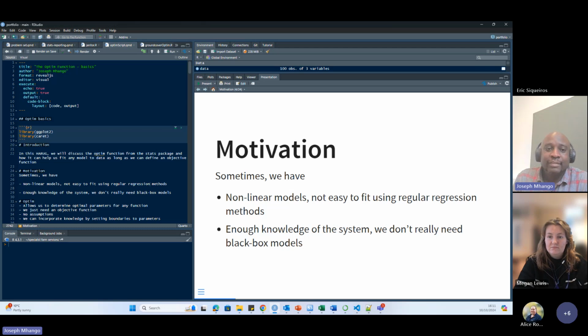But you can do it with optim, because optim will not need you to transform your function in any way. It will not need you to make any assumptions about normal distributions, blah, blah, blah. It will just take whatever formula you have defined and find the right coefficients for that formula. And that's all it does. So I find it to be pretty neat, actually.